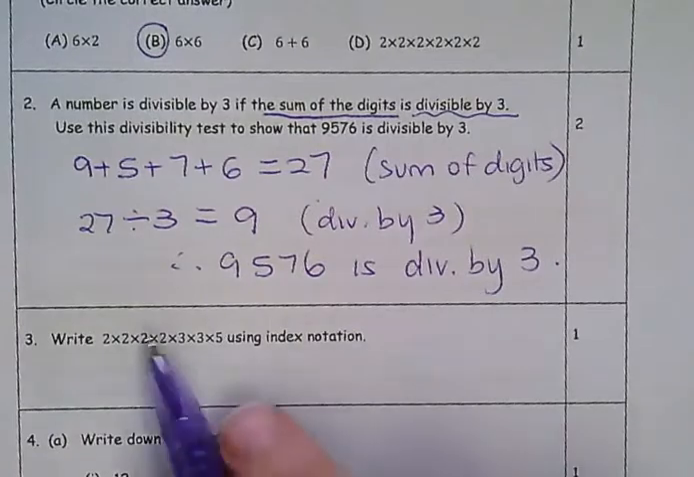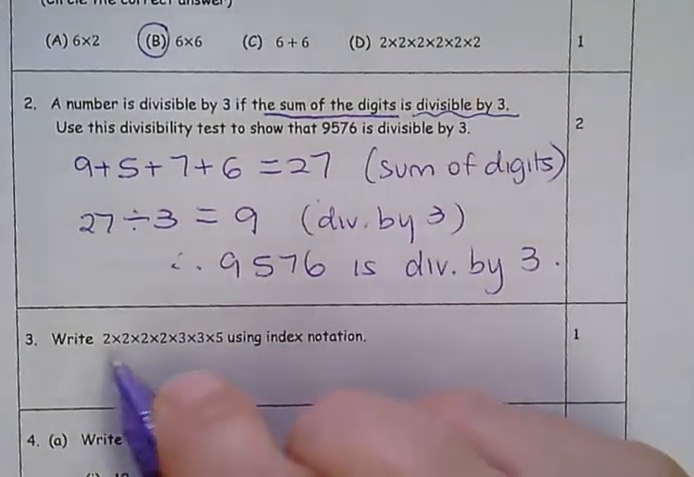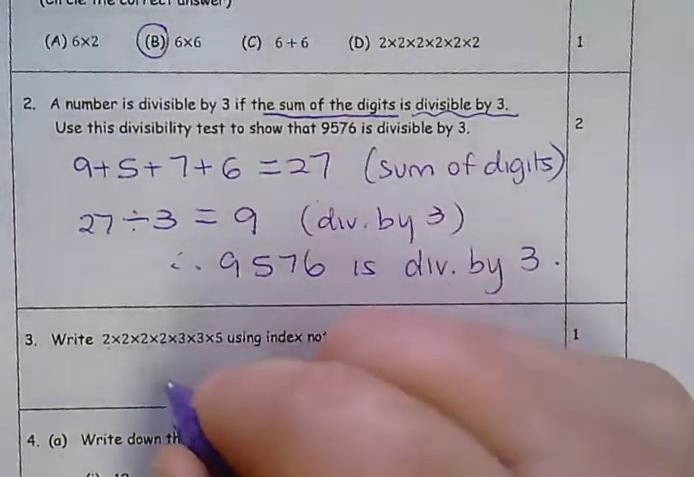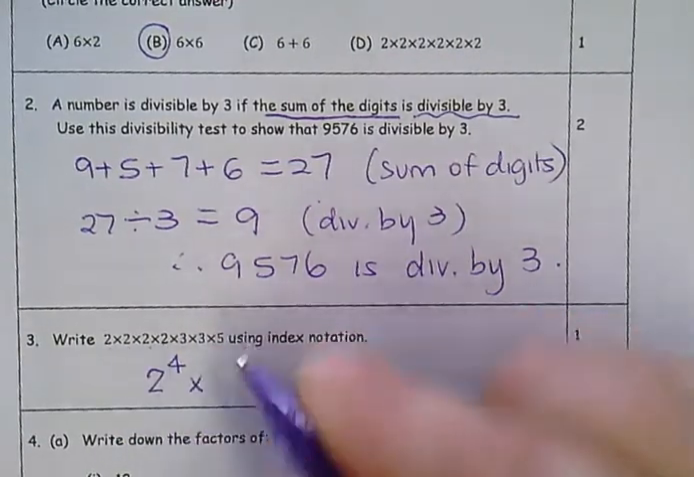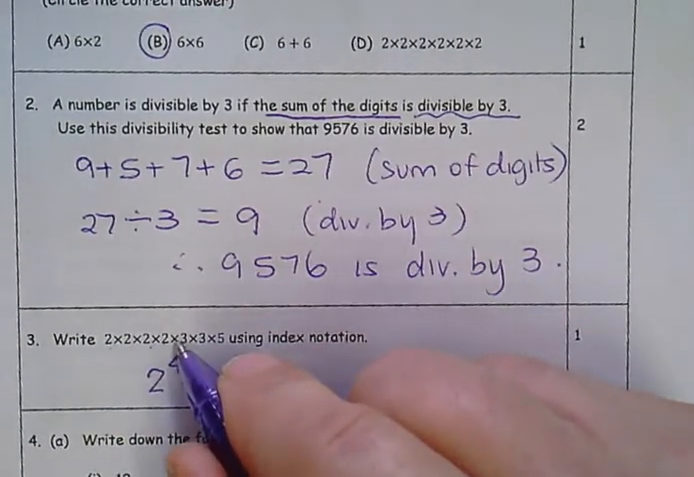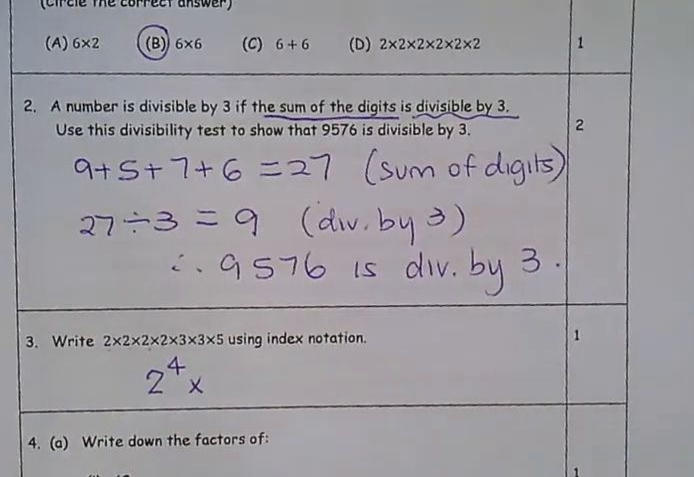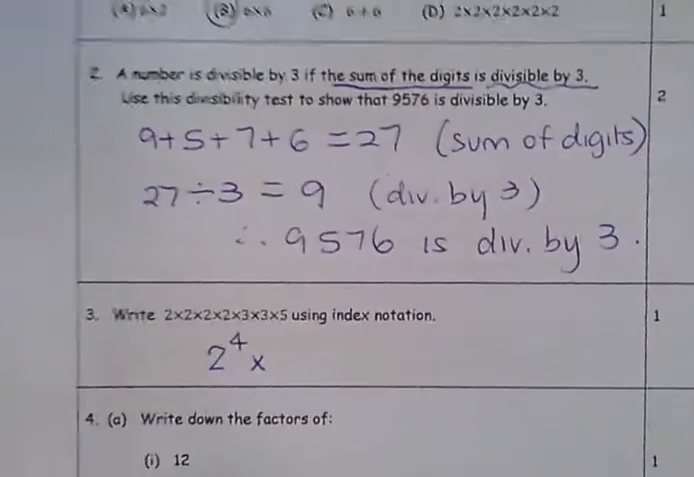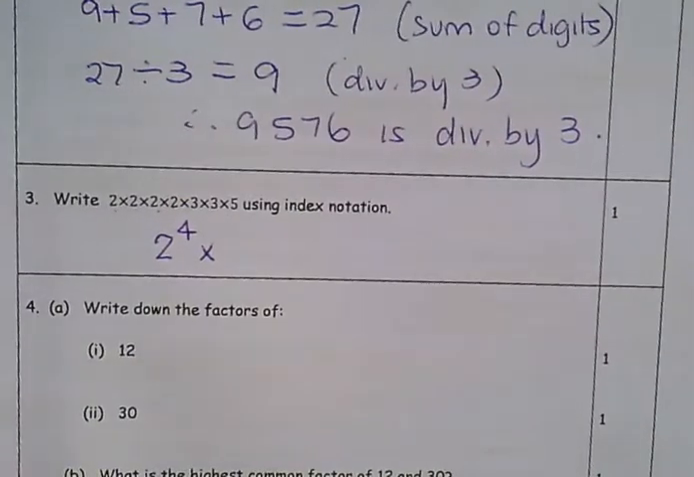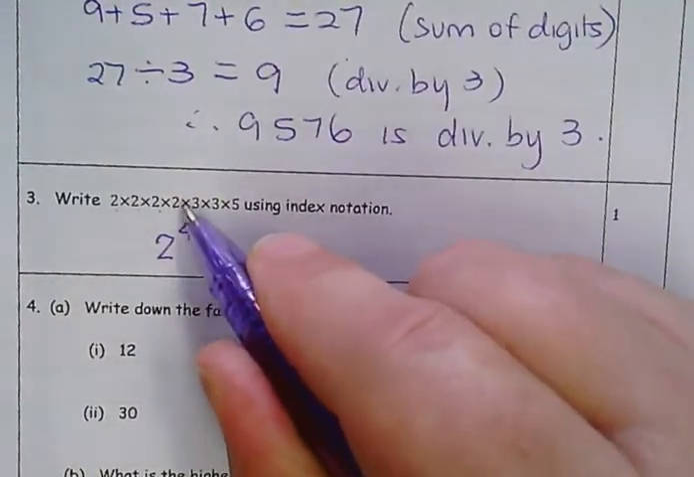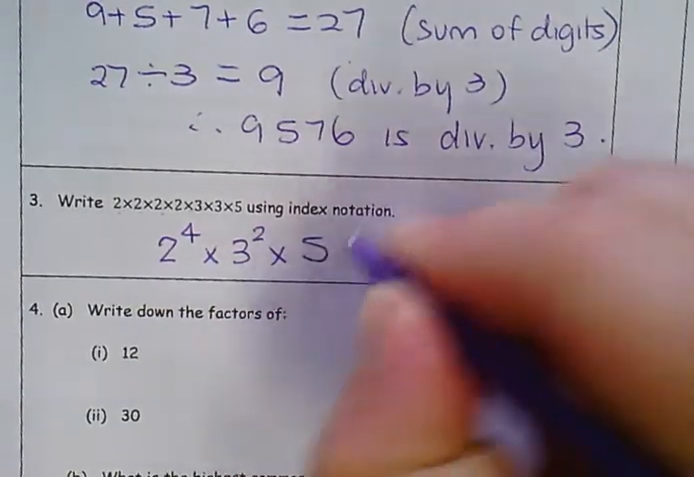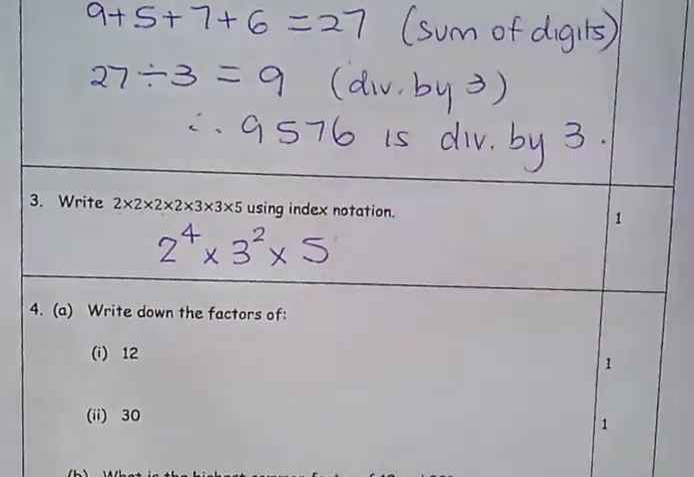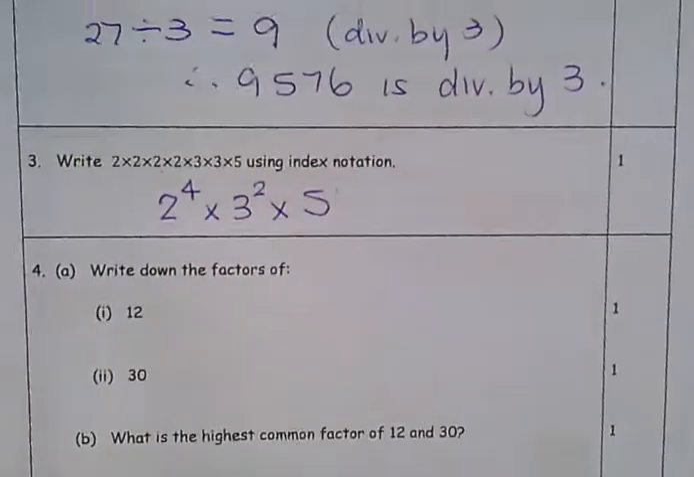Okay, question 3, writing this expression here in index notation, there are 1, 2, 3, 4 2's that have been multiplied by each other. So it's 2 to the power of 4 times, so notice there's a times in between those. So 2 times 2 times 2 times 2 is 2 to the power of 4. Then we have a times symbol. 3 times 3 is 3 squared times 5. Now you don't need to put 5 to the power of 1, but you could if you wanted.